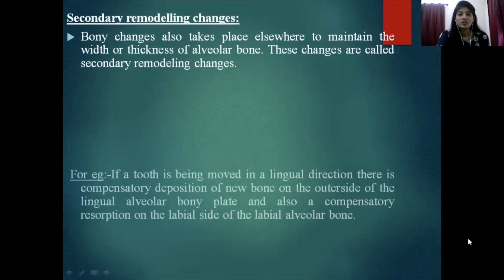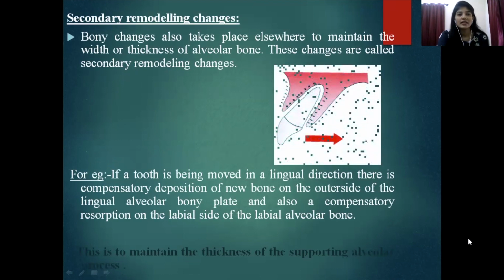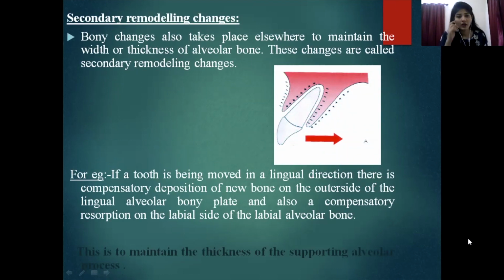So coming to the secondary remodeling changes, these are the bony changes that also take place elsewhere to maintain the width and the thickness of the alveolar bone. See, the socket is covered with the alveolar plates. The thickness of the alveolar plate is pre-decided. See, this is the thickness of your alveolar plate.